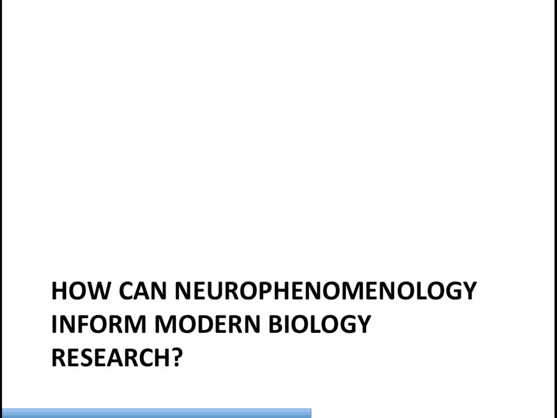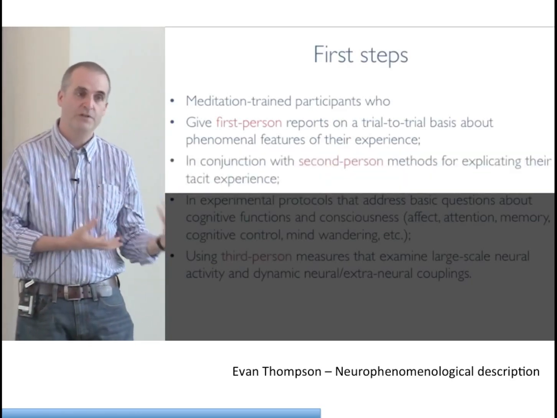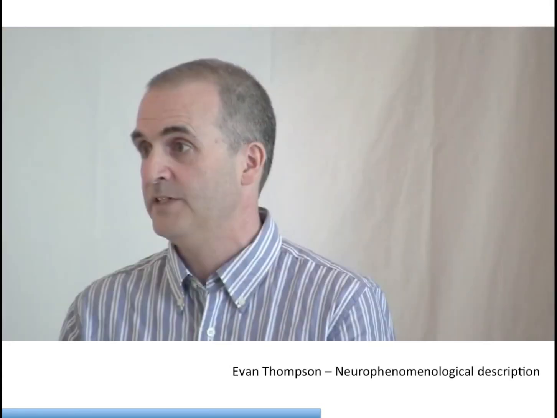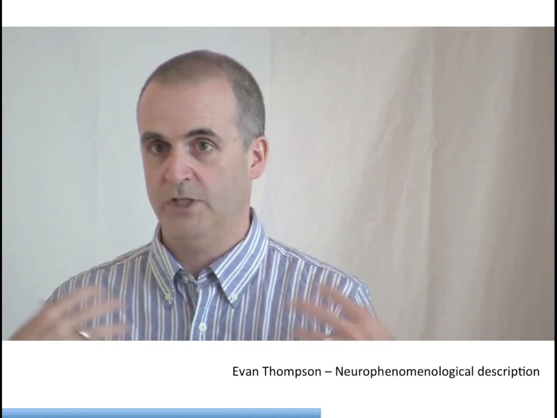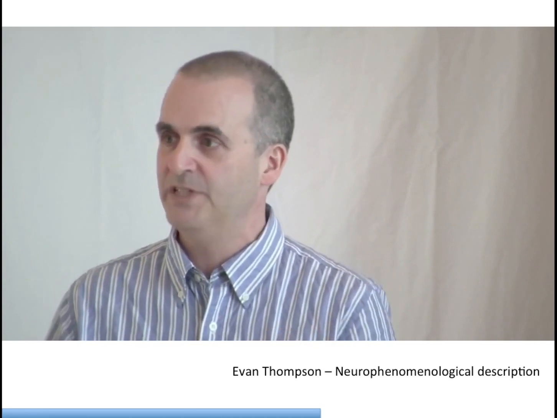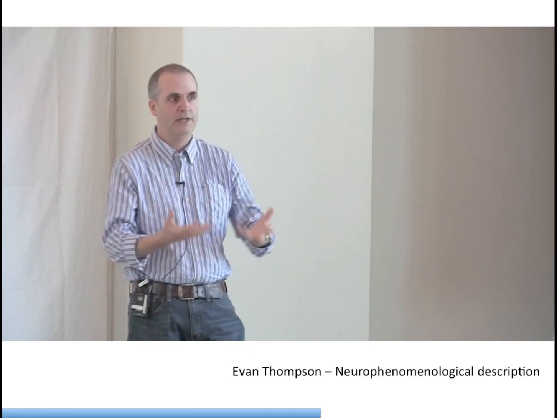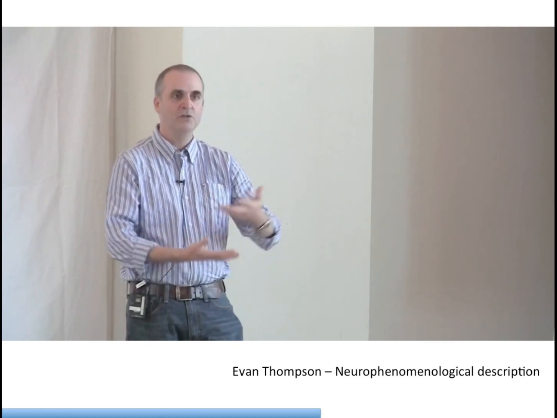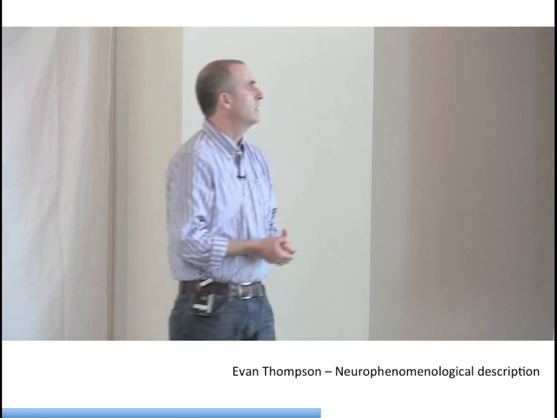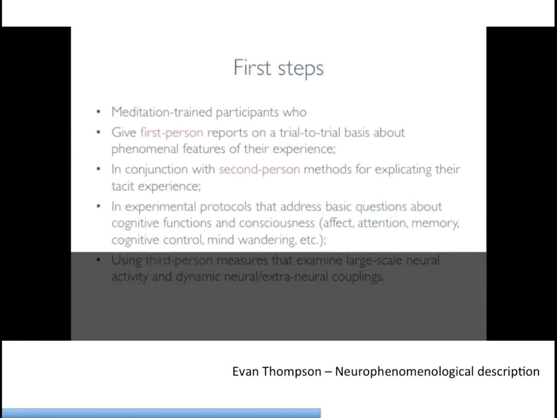First-person reports on a trial-to-trial basis in conjunction with what I would call second-person methods for explicating tacit experience. Because in the case of, say, Tibetan Buddhist meditators, we're dealing with individuals from another culture, and the vocabulary is different, the phenomenological framework is different, and they have an expertise clearly, but they might or might not, depending on the individual, be good at explicating that expertise in a way that would be important for science. So we need to work with a kind of second-person, almost clinical interviewing type of work to explicate what it is that they're doing. And then in experimental protocols, the point is not simply to research meditation as a special thing, which, at least from my perspective, is not so interesting.